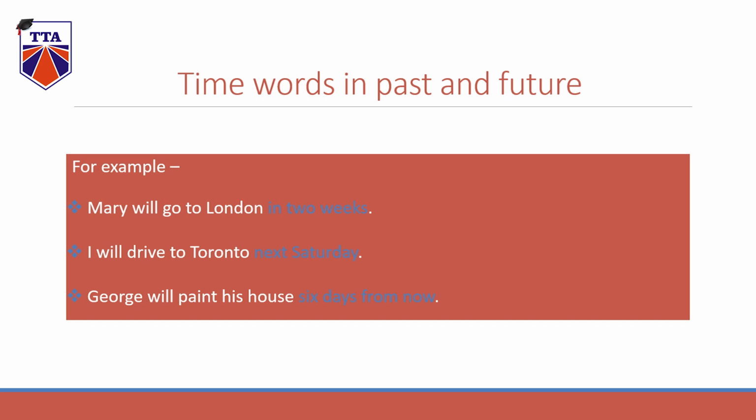So as you can see in the first example, Mary will go to London in 2 weeks. With the words 2 weeks, in has been used. In the second example, with the word Saturday, next has been used. And in the last example, the words 6 days from now are the words which have been used.